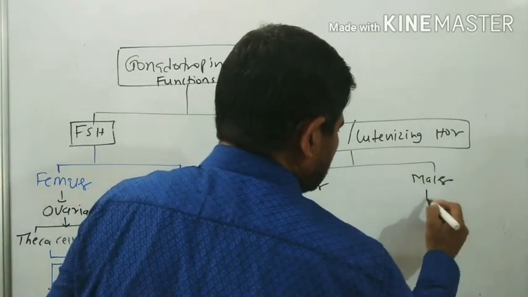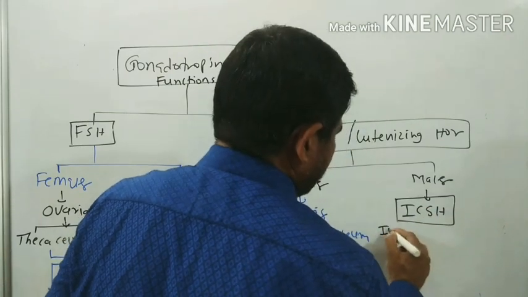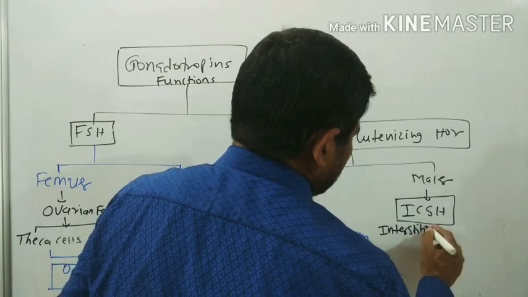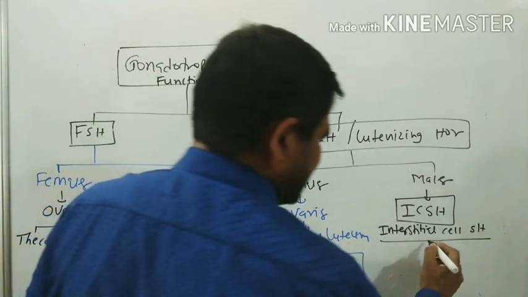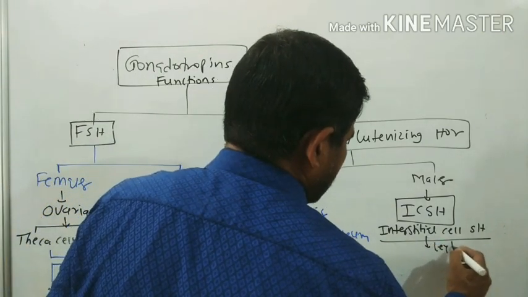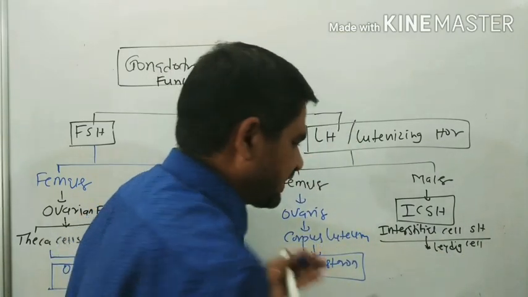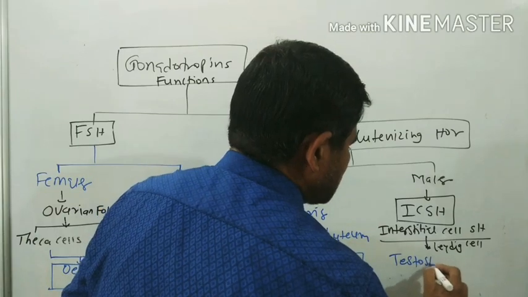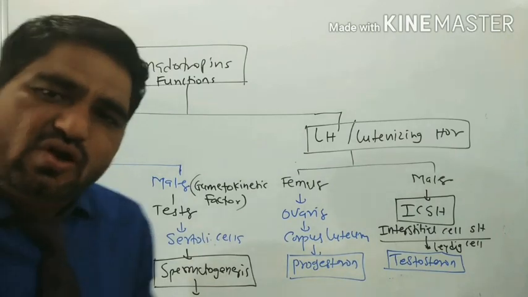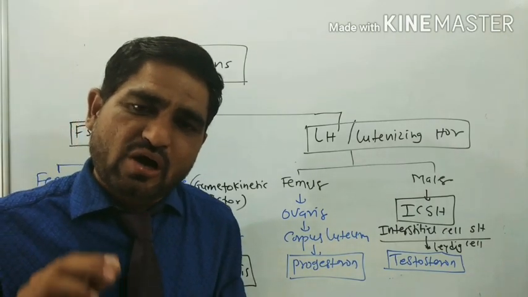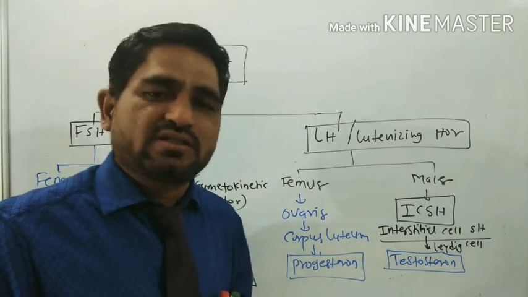But in males, this hormone is called ICSH. What is ICSH? It is interstitial cells stimulating hormone. These interstitial cells are also called Leydig cells, and these cells are responsible to secrete a hormone called testosterone. Testosterone is going to control development of secondary sexual characters in males. Estrogen is in females and testosterone is in males.